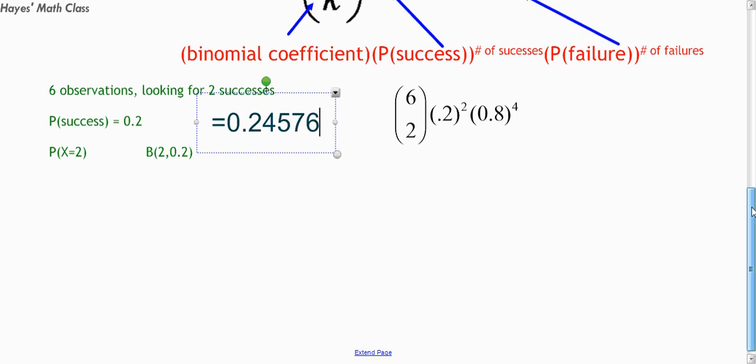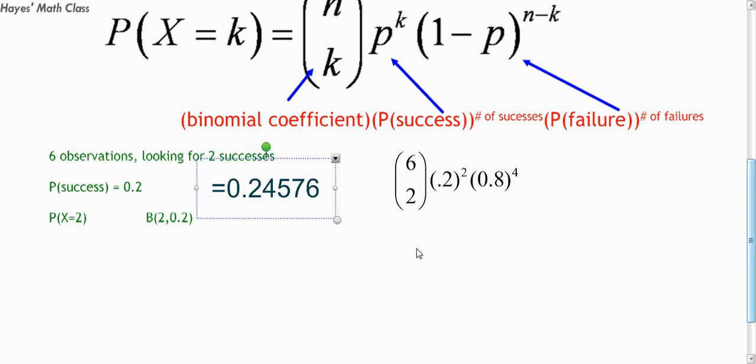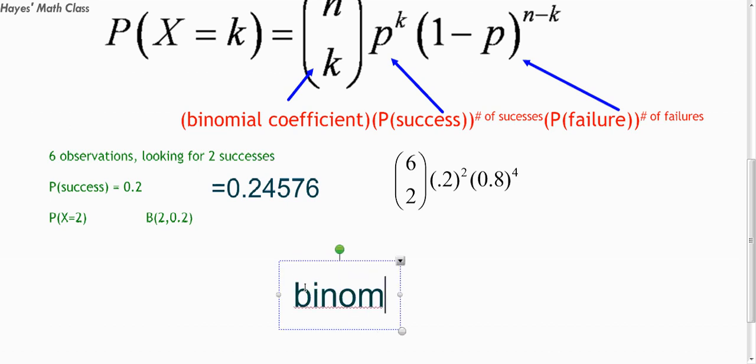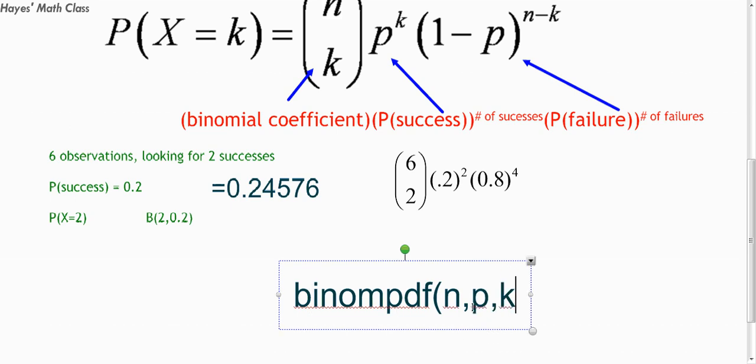Now the other way that you can do this is the binomial PDF, the probability distribution function. If you look on your calculator under distributions, you're going to see binomial PDF if you scroll down. When you choose this option, it's going to ask how many choices you have, so how many events are happening, and then K is how many successes you're trying to get.